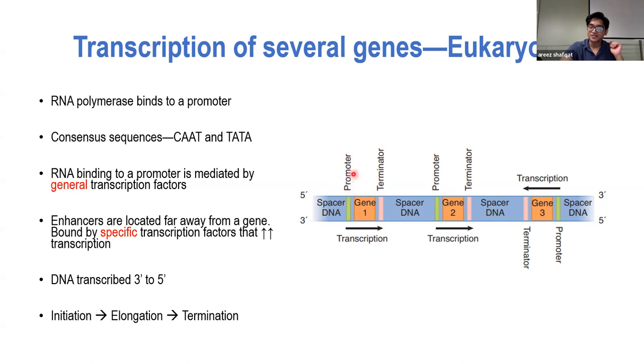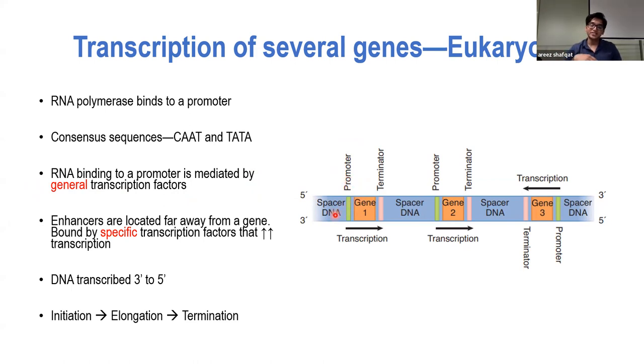So RNA polymerase binds to a promoter, but there's an issue that you have about 20,000 genes in your nucleus, and each of those genes has a promoter. So how does RNA polymerase know which gene or which promoter it's supposed to bind to? That problem is solved by things called transcription factors, general transcription factors. General transcription factors sit on this promoter and basically tell RNA polymerase that you should bind to this promoter here. And this will allow RNA polymerase to bind to the correct gene, basically.